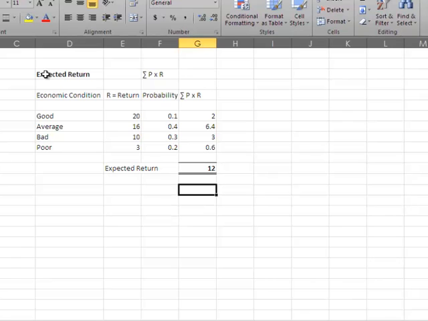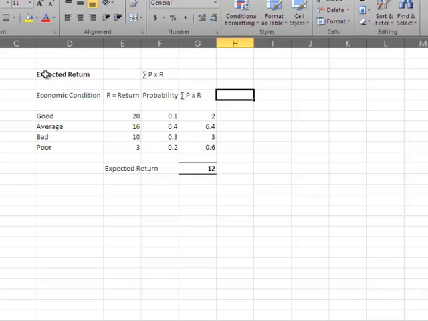Now the question also asks us to find out the risk associated with the security X. We all know that the risk associated with security is found out by finding out the standard deviation. So we have to find out the standard deviation for this security X. So let's go ahead and solve that.